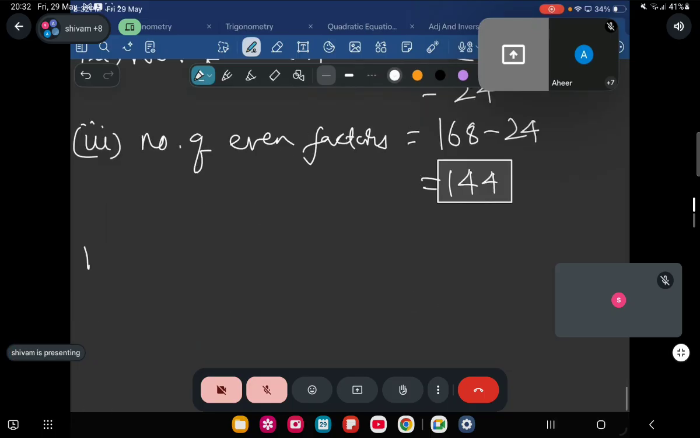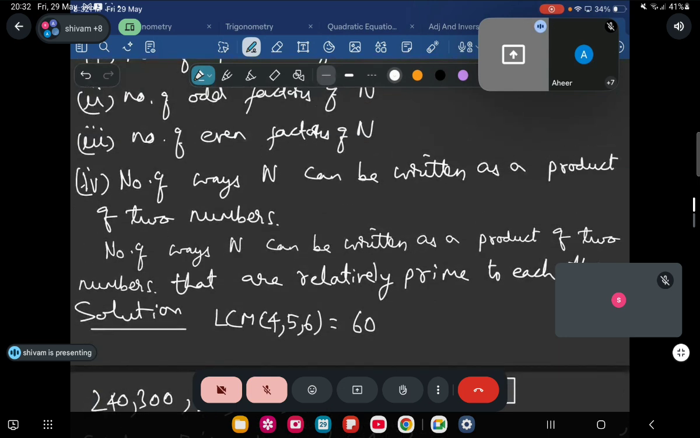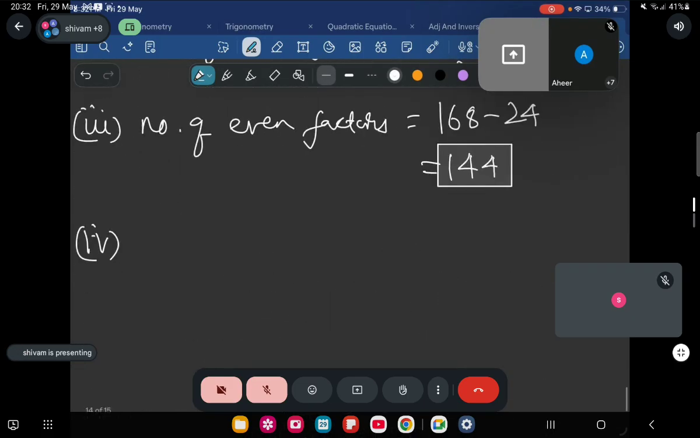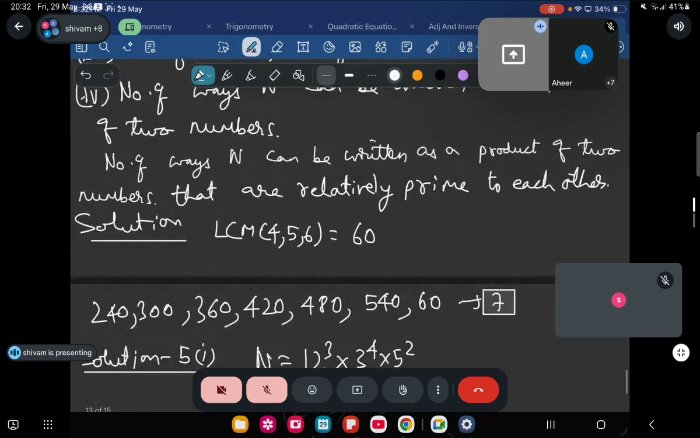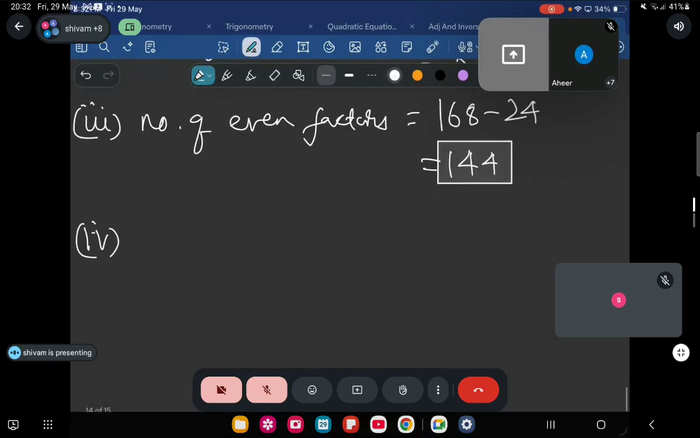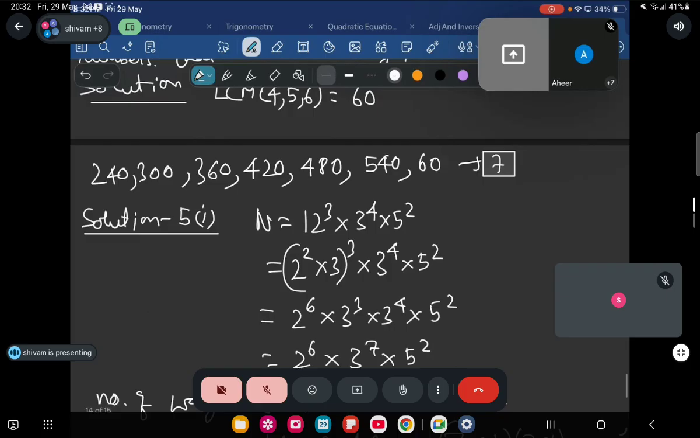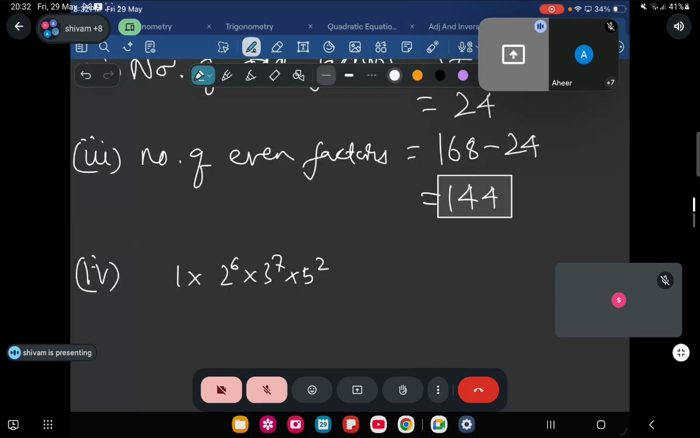Number 4. That is the number of ways in which n can be written as the product of two numbers. Okay, so one way to write the numbers is 1 into 2 to the power 6 into 3 to the power 7 into 5 square. This is one way to write it, right?